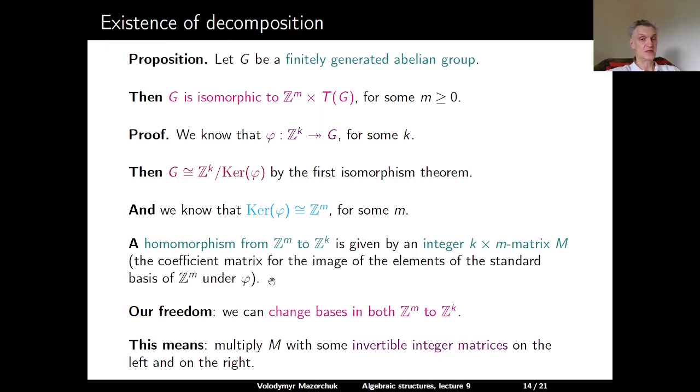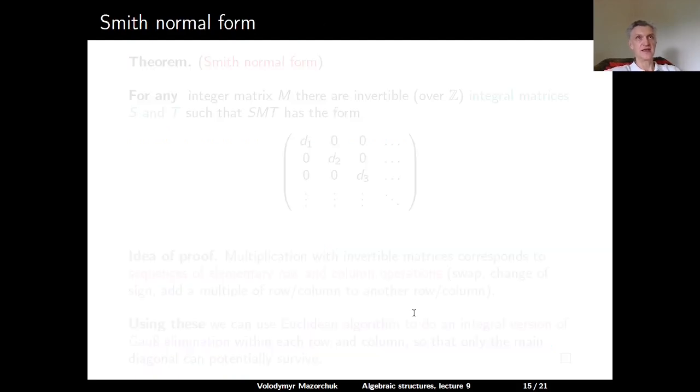And the base change means that we can multiply our matrix M, which determines our homomorphism, with invertible matrices both on the left and on the right. Multiplication on the left means base change in Z^k. Multiplication on the right is a base change in Z^m. So that's basic linear algebra. So the question is, what is the easiest form to which we can reduce our matrix M using such operations? And the answer is given by the so-called Smith normal form.